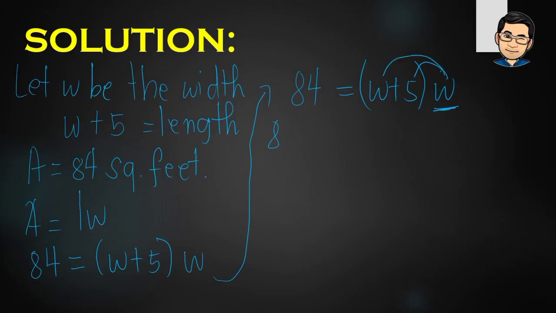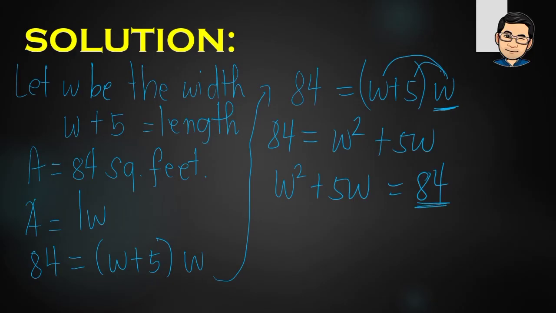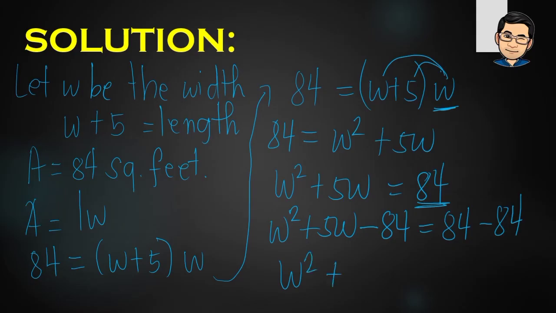Magiging 84 equals W times W, that is W squared. 5 times W, that is 5W. And then, exchange natin yung position nila. That will become W squared plus 5W equals 84. And then, tong 84 na to, ililipat natin siya sa left side. So, that will become W squared plus 5W minus 84 equals 84 minus 84. So, our final answer is W squared plus 5W minus 84 equals 0.